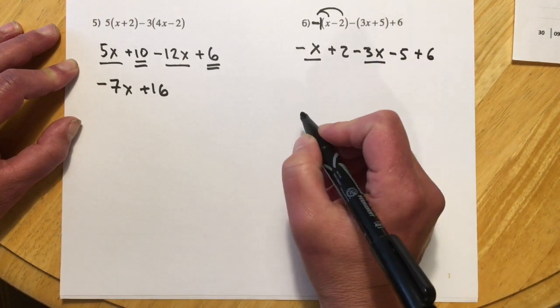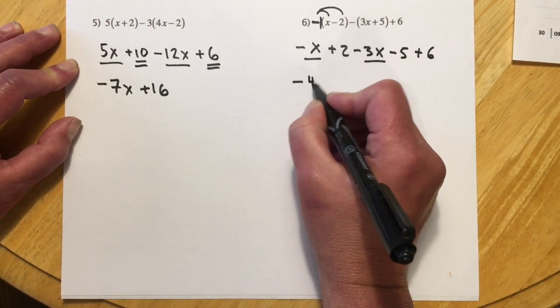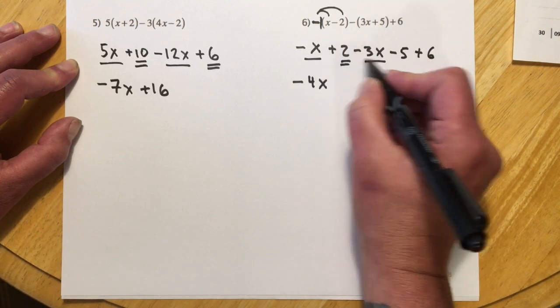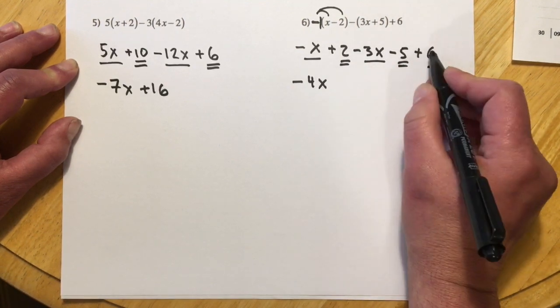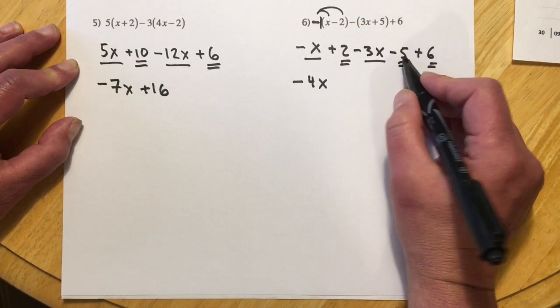Like terms, so for x's, it looks like I have minus 4x, and then for the constants, 2 and 6 would be 8, and then minus 5 would leave me plus 3.